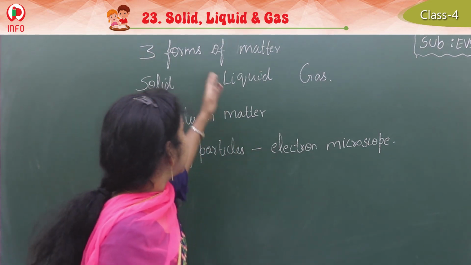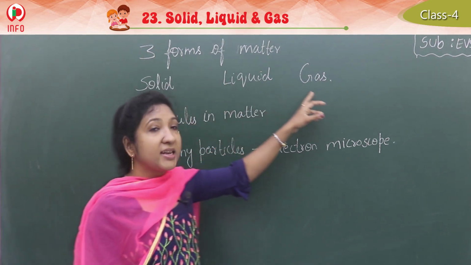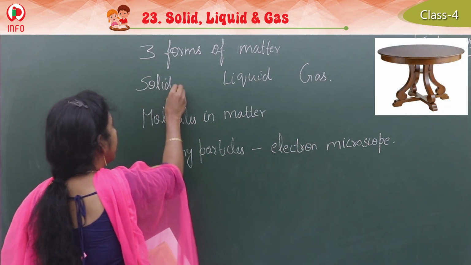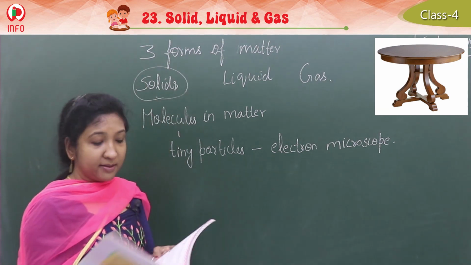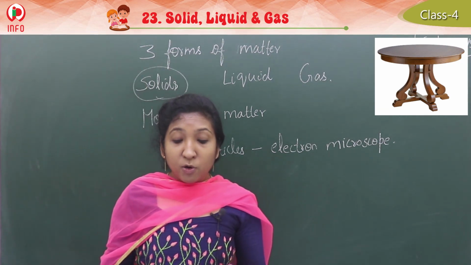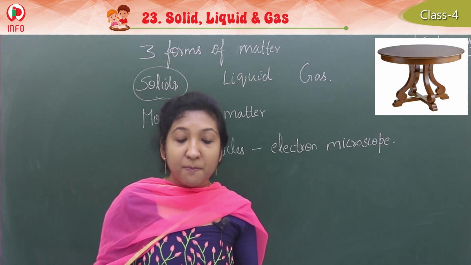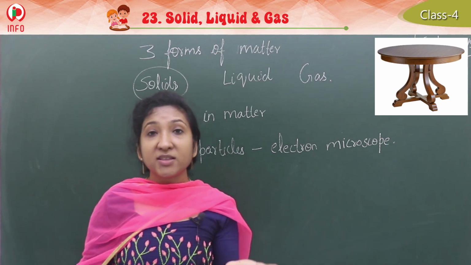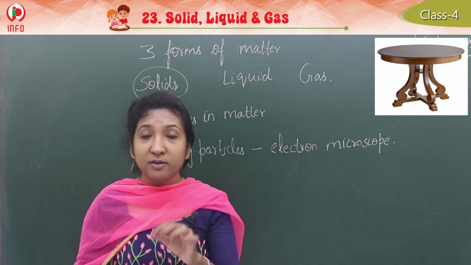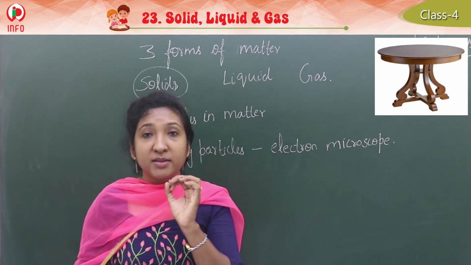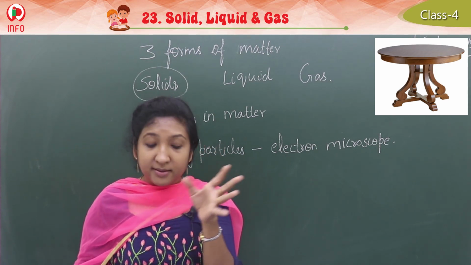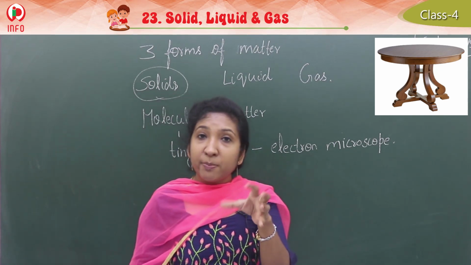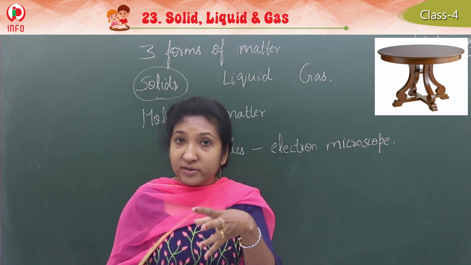Now, we will learn about the three forms of matter: solid, liquid and gas, one by one. First, we will learn about solids. In solids, the molecules are very closely packed. Matter is made up of small particles called molecules. So matter exists in three forms. One is solid. Solid is made up of molecules. Solid is made up of matter, so matter has molecules in it.